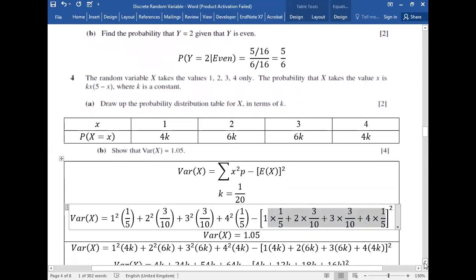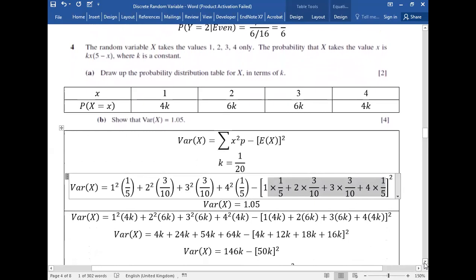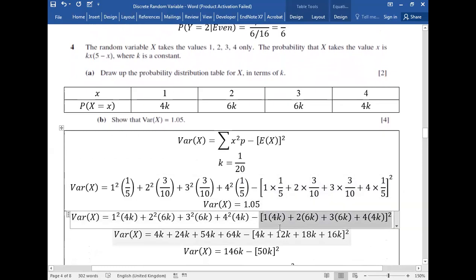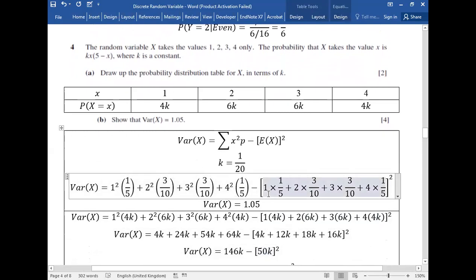Or you can find everything in terms of k first and then plug in the value of k at the end. So both ways of doing it, in both you will have to go through multiple steps. But find the expectation separately first. I've done it in a single step, but I want you to find the expectation, either the expression for expectation or the value for expectation using the value of k.